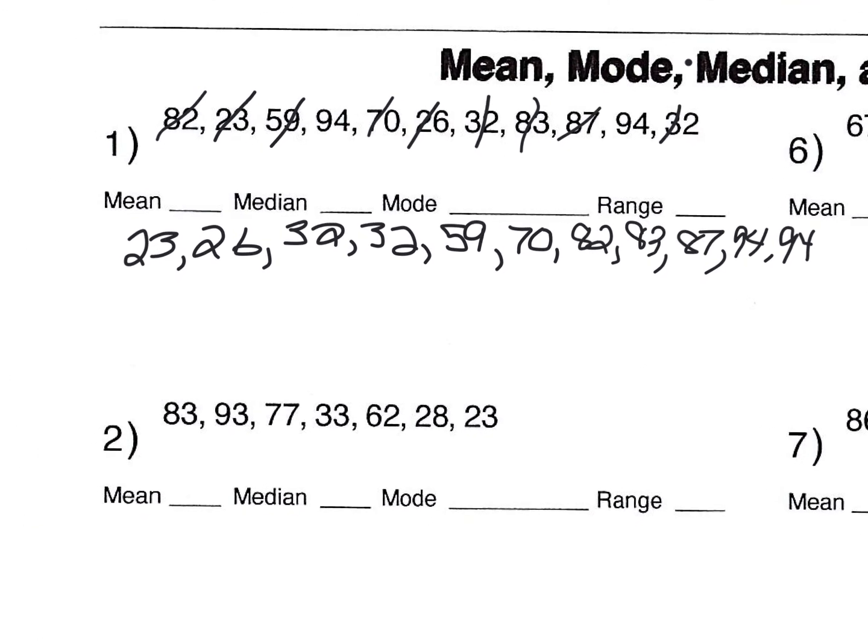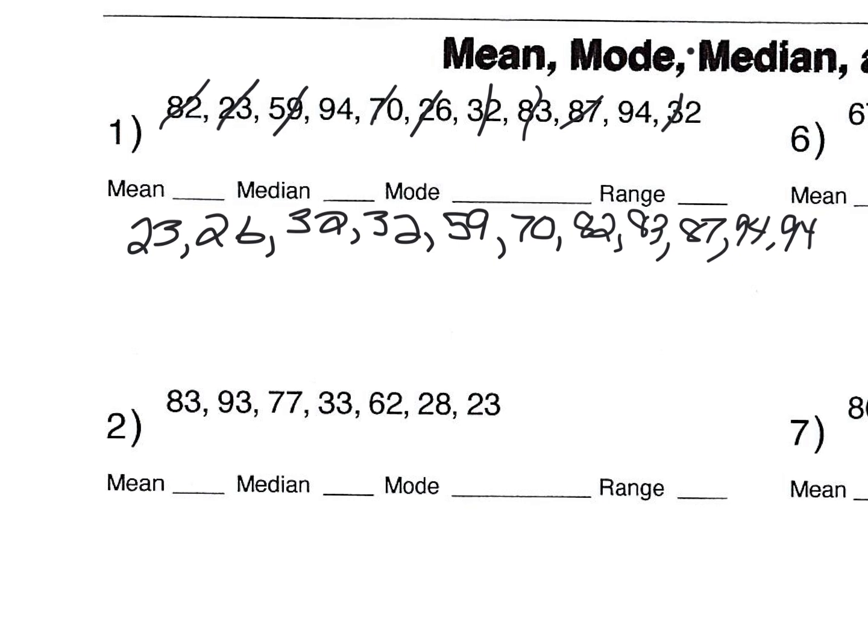Right now, in order to find the mean, all I have to do is take these numbers and add them together. So I'm going to pull out my handy dandy calculator, and I type in 23 plus 26 plus 32 plus another 32 plus 59 plus 70, 82, 83, 87, 94, and 94. And I get equals. I get a total of 682.